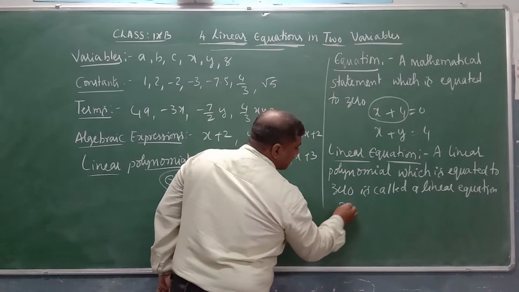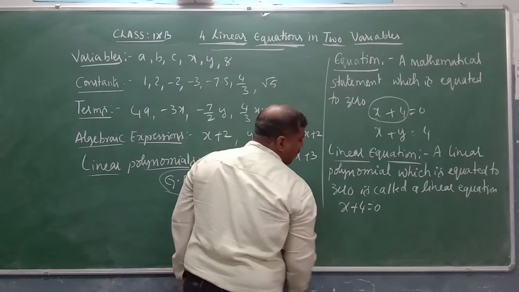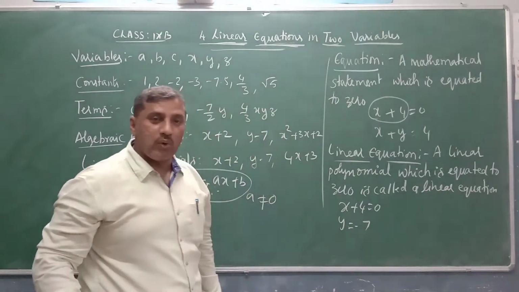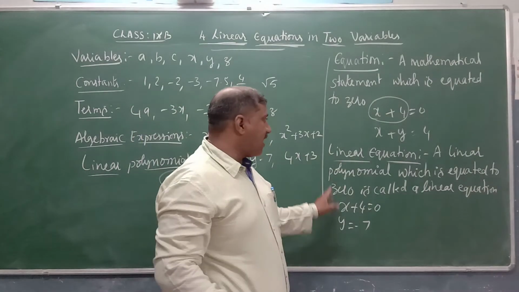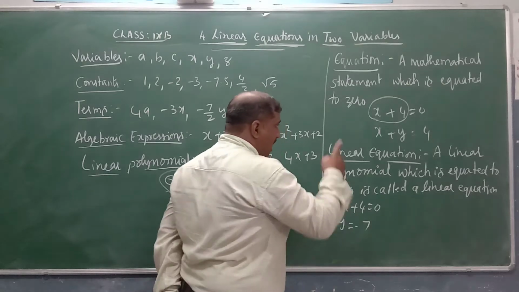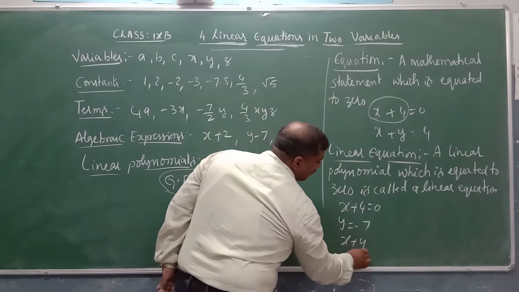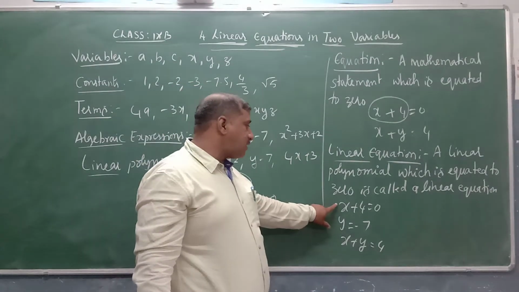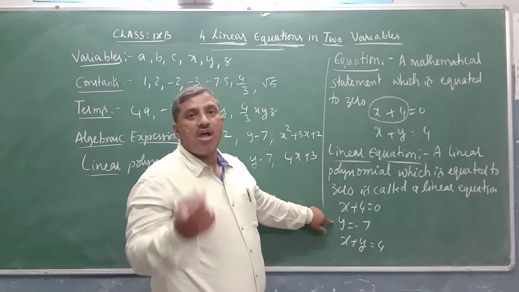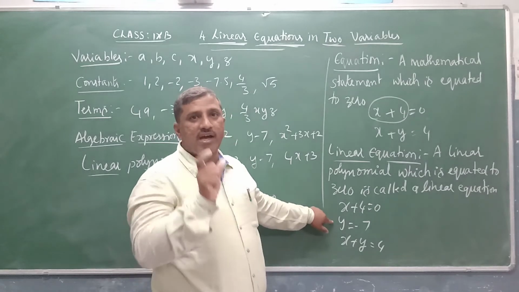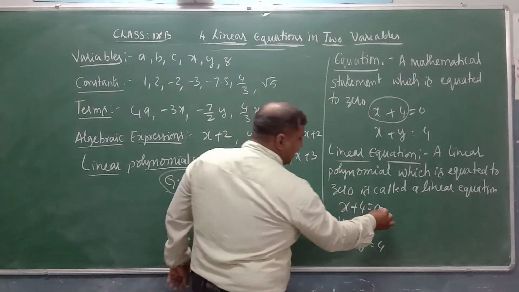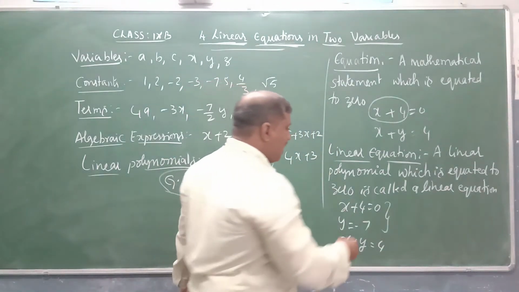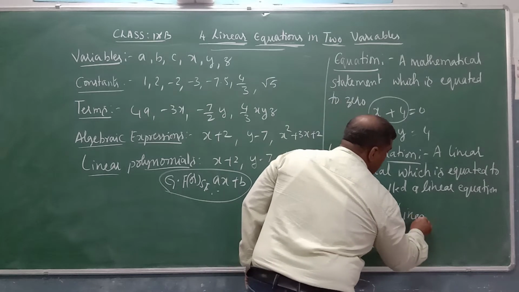Examples: x plus 4 is equal to 0. Y is equal to minus 7. These are linear equations. And x plus y is equal to 4 is also a linear equation. But if you observe equation 1 and equation 2, we have only one variable, and these equations are known as linear equations in one variable.